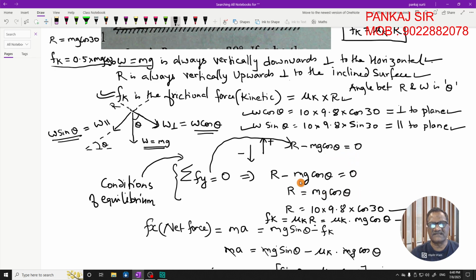So for summation of Fy equal to 0, you can write R minus mg cos theta equal to 0. And if you take mg cos theta to this side, you will get R is equal to mg cos theta. You know all the values. M is 10 kg, g is 9.8, theta is 30. So you have got the value of reaction now. But I am keeping it as it is right now. We will directly find the A. So R is equal to mg cos theta. Till here you must have understood.